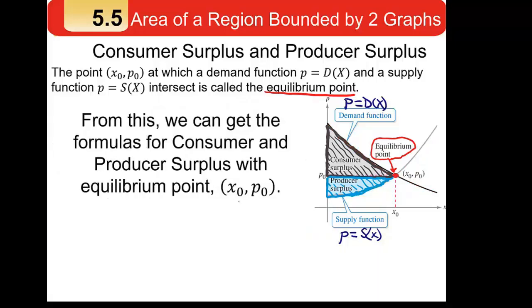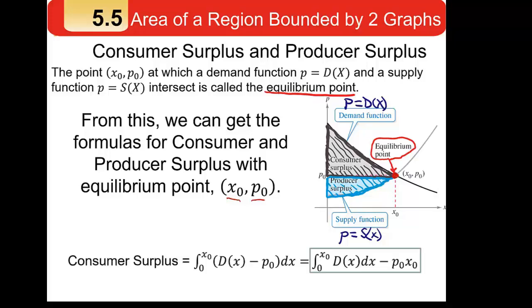And remember, this x sub 0, p sub 0 represents the equilibrium point. That's the x coordinate and the y or p coordinate of the point where the supply curve and the demand curve intersect. Now that formula, as we said, is that shaded area up top that's labeled consumer surplus, and what it is is the difference between d of x, that's the top curve, and the bottom curve, which is p sub 0, it's on bottom. So it's the top curve minus the bottom curve, just like we were doing earlier.